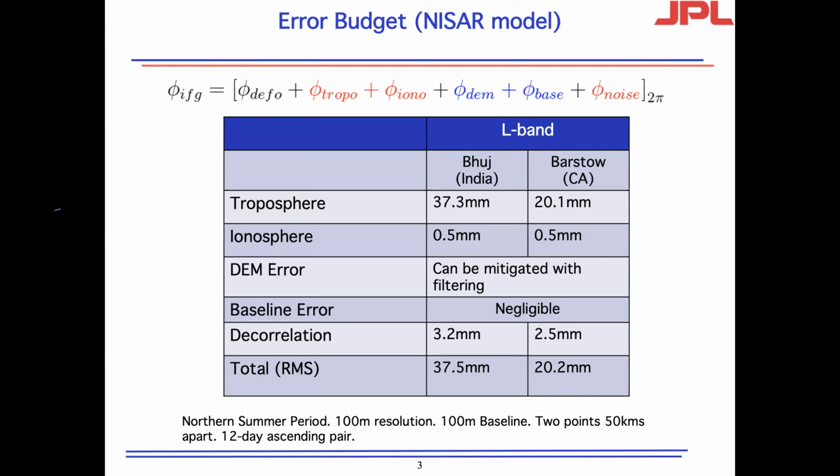So if you look at the total error budget, you can still see here that the troposphere is kind of the dominant factor in it.